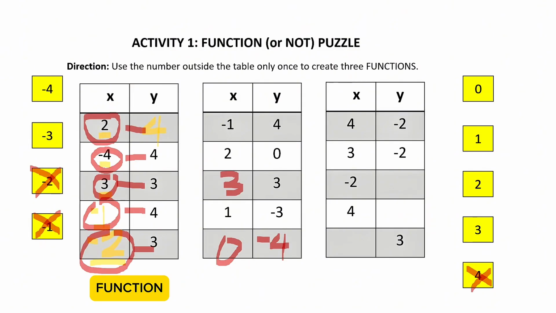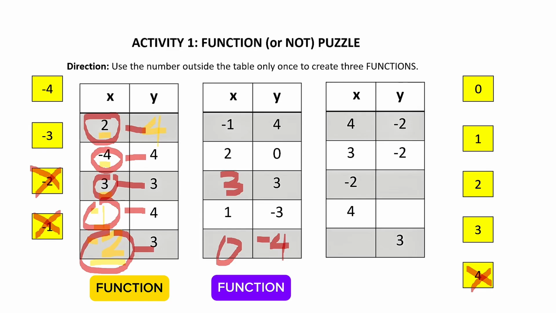Now, this table is an example of a function because the x values are not repeated, and this function is called one-to-one correspondence because every value in x corresponds to one value of y. So this is one-to-one correspondence, and this is a function.